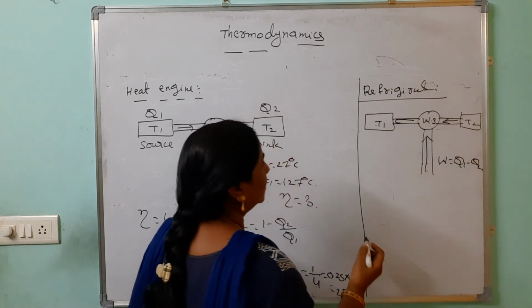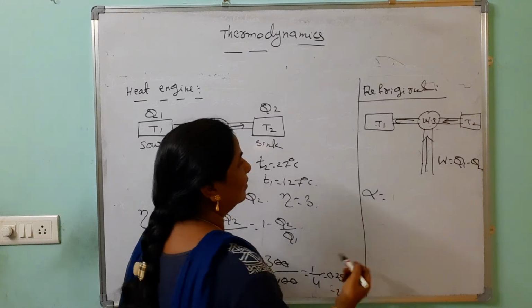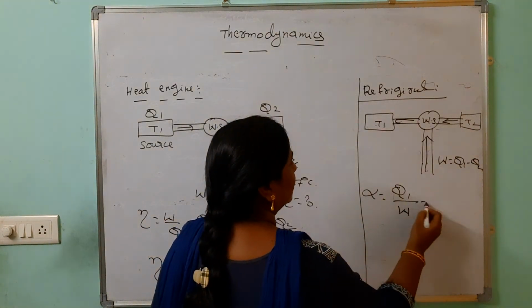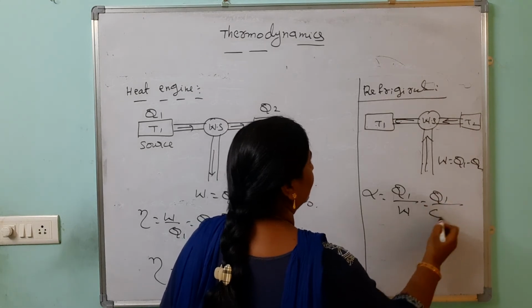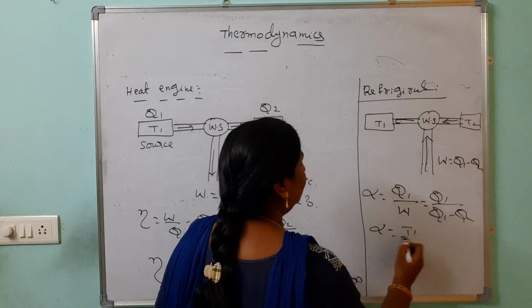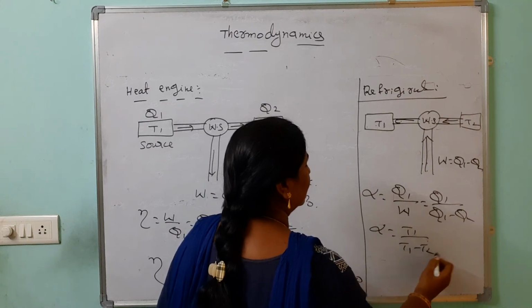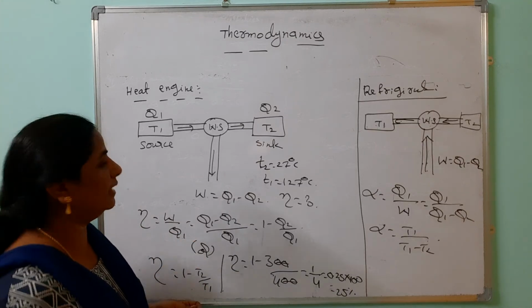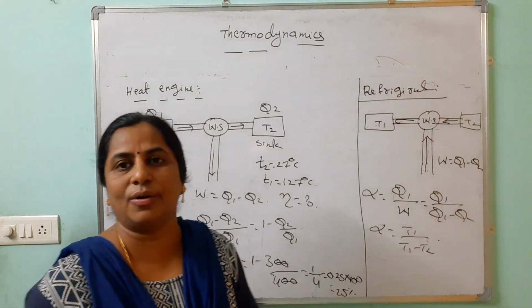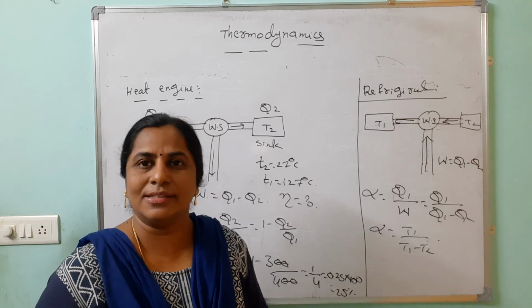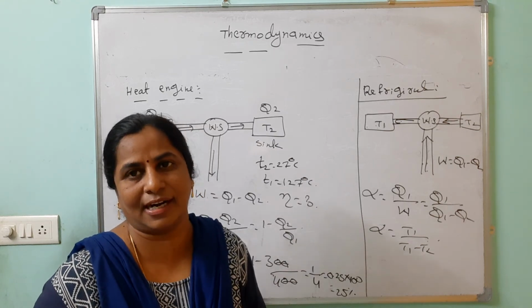The coefficient of performance we take as alpha equals Q1 by W. So we write it as Q1 by Q1 minus Q2, which is T1 by T1 minus T2 also. So this is about the refrigerator, and this is about the heat engine. And one more thing, Carnot's engine is there, which is also a cyclic process, and you study that. So this is the thermodynamics crash course.